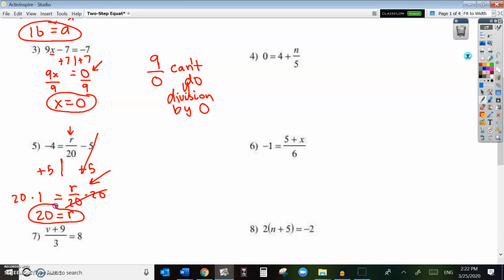Plug it into the original equation, substitute it in, and see if it works. 20 divided by 20 is 1. 1 minus 5 is negative 4. It's perfect. It works exactly right.